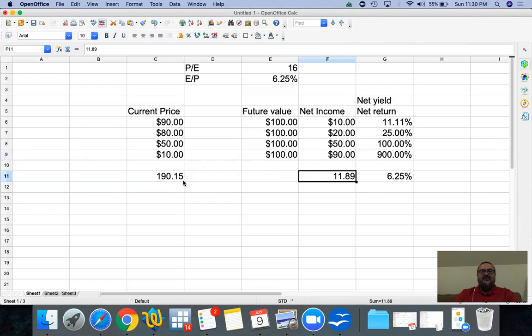If we believe that there are issues that would make it so that Apple can earn more and therefore make us more money, then we would be willing to pay more for this stock. Now, let's assume that net income does not change, $11.89, and the current price is $200.